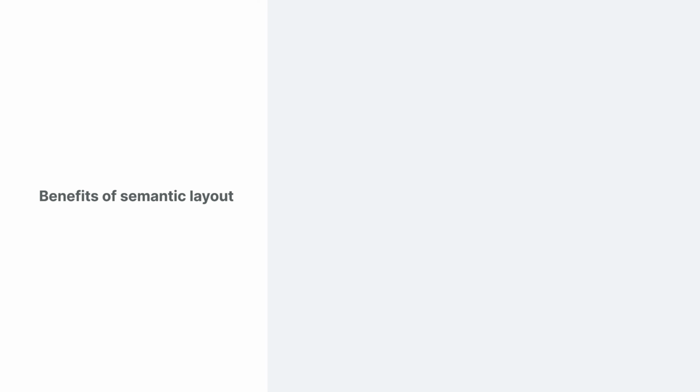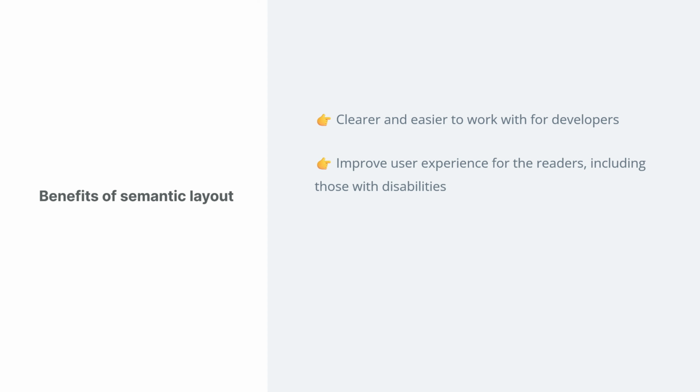By replacing non-semantic elements like div and span with meaningful semantic tags, we can first make the code more intuitive, readable, and maintainable, and also can improve user experience for the readers, including those with disabilities. And finally, it can enhance the website's performance in search engine rankings. So next time you are building a web page, please ask yourself, am I choosing tags that help users and machines understand my content better?